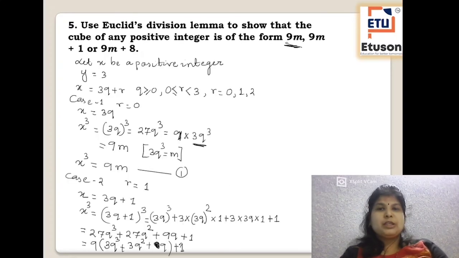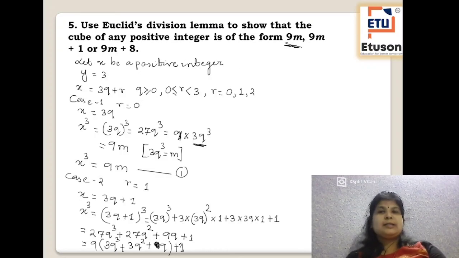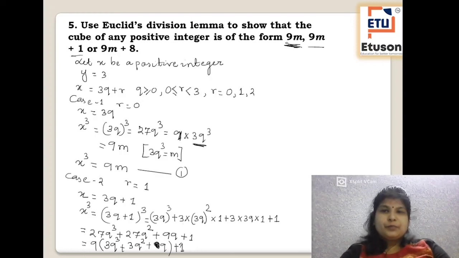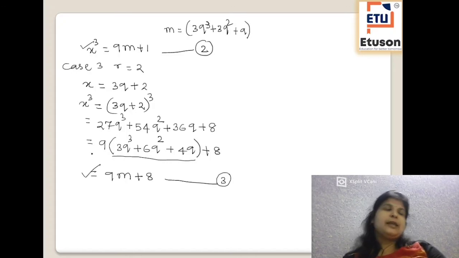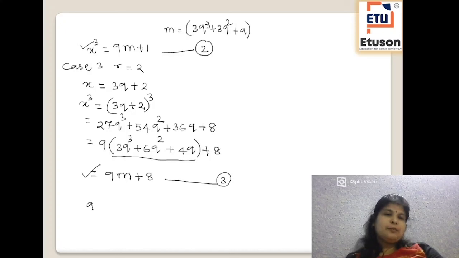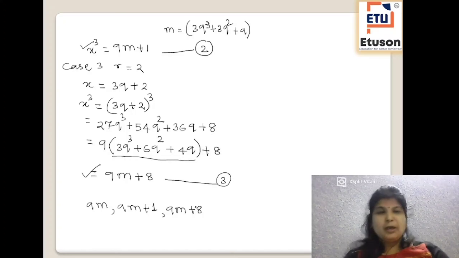Now let us go to the question. What was in the question? If we write the cube of a number, it has 3 forms: 9m, which you got in case 1, 9m plus 1, which you got in case 2, and 9m plus 8, which you got in case 3. So this is how you can show that the cube of a positive integer can be expressed in the form of 9m or 9m plus 1 or 9m plus 8. So with this we could complete exercise 1.1 of your first chapter, real numbers.